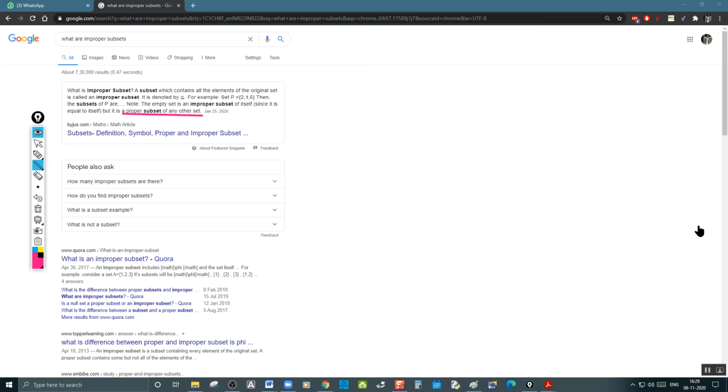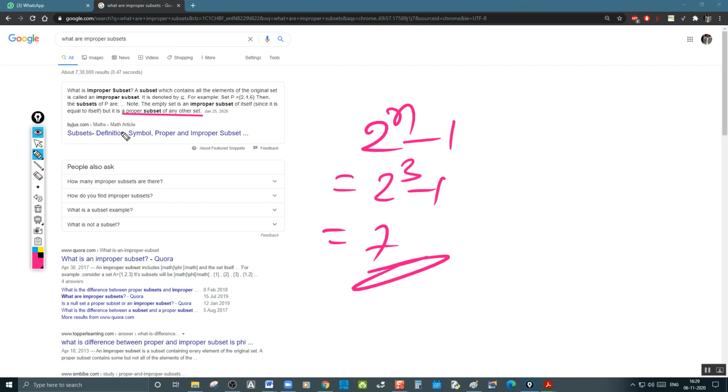I explained it for the null set, I think. So you remind me in the beginning of the class, please. 2 power n minus 1. Yes, sir. 2 cube minus 1, 7, is correct.